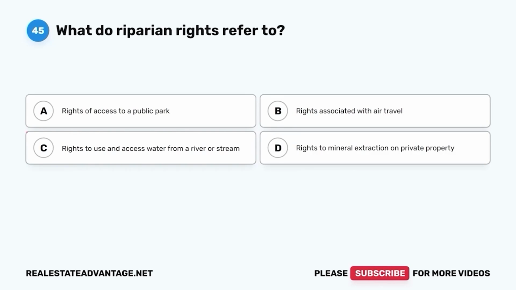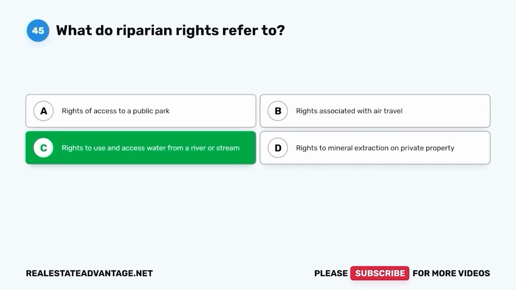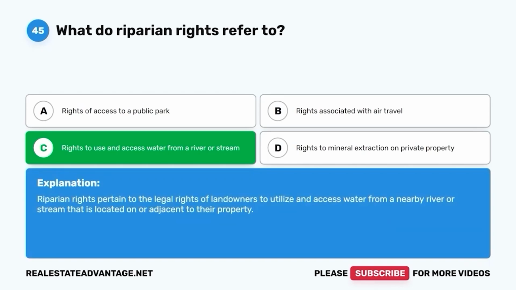Question 45. What do riparian rights refer to? A. Rights of access to a public park. B. Rights associated with air travel. C. Rights to use and access water from a river or stream. D. Rights to mineral extraction on private property. The correct answer is C. Rights to use and access water from a river or stream. Riparian rights pertain to the legal rights of landowners to utilize and access water from a nearby river or stream that is located on or adjacent to their property.